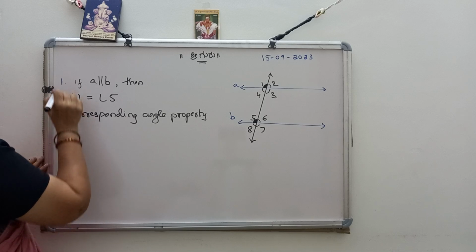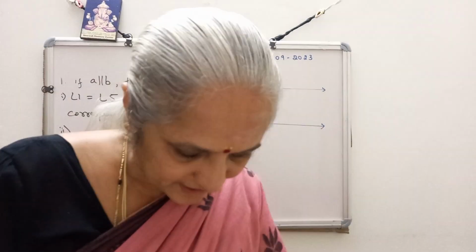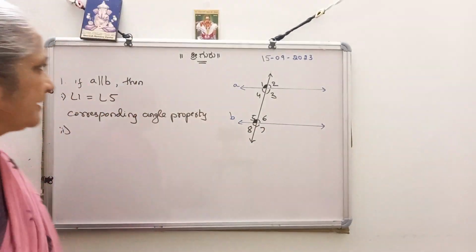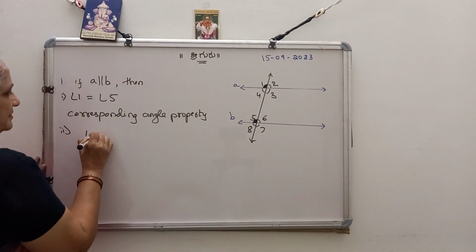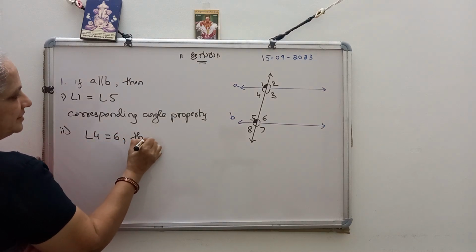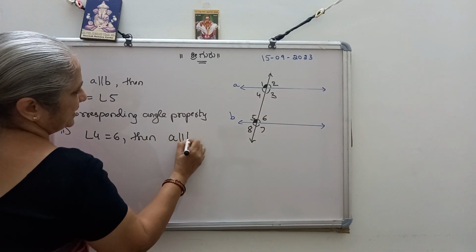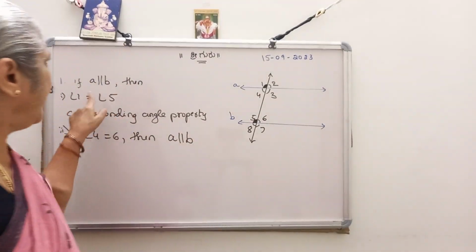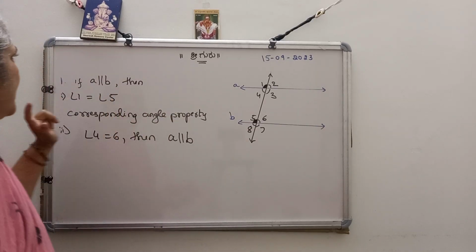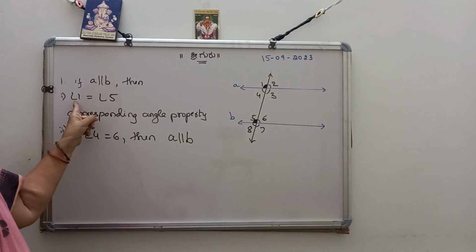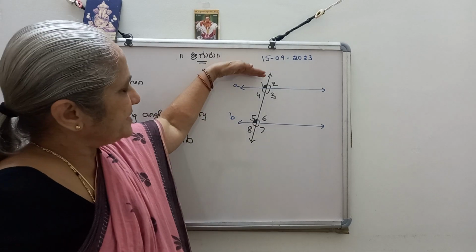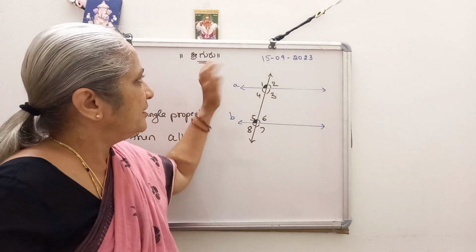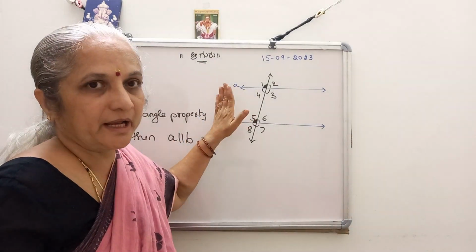Then the second one. If angle 4 is equal to angle 6, then A is parallel to B. See, in the first question the condition given is A parallel B, then angle 1 is equal to angle 5. A is parallel to B and there is a transversal intersecting these two parallel lines. 1 is equal to 5, corresponding angle property.